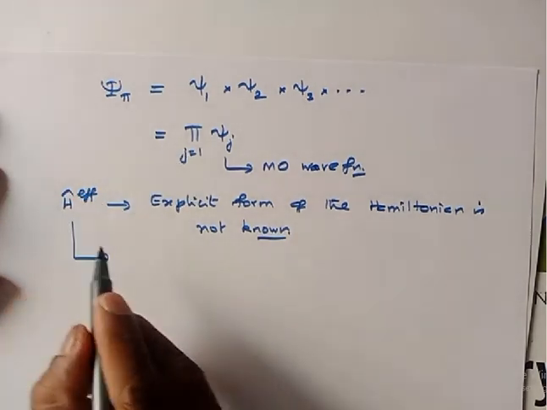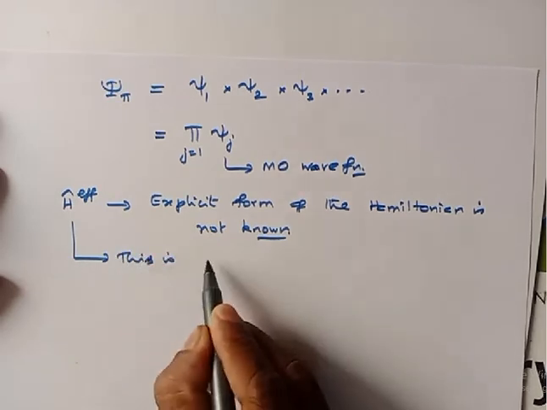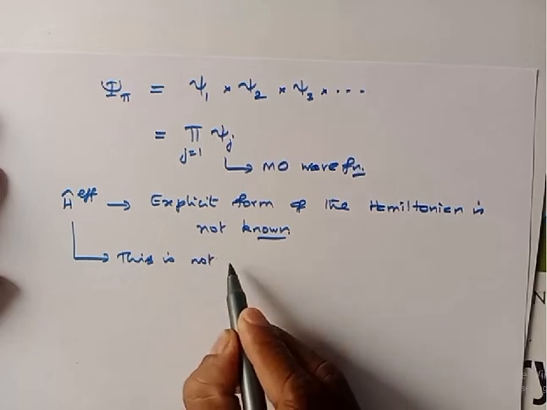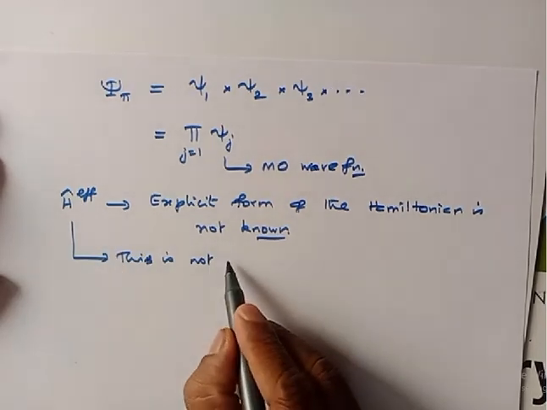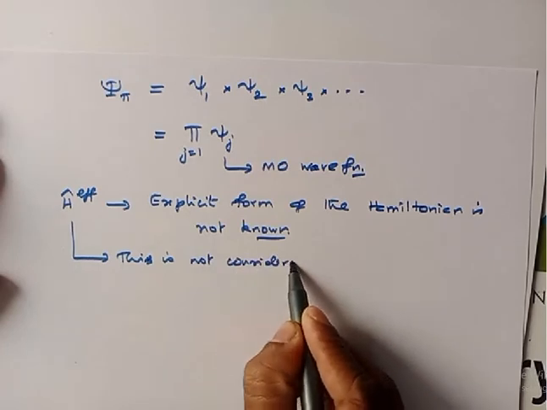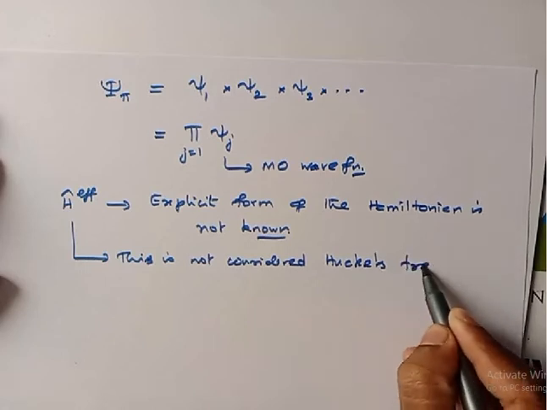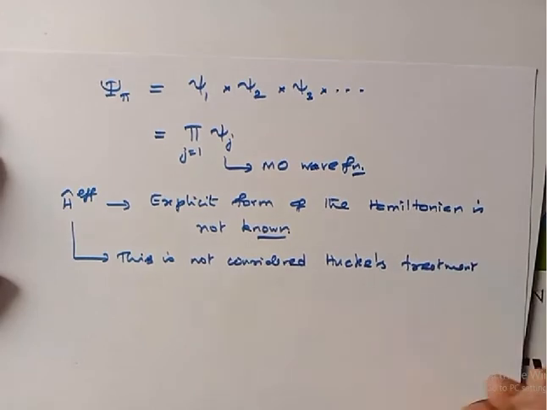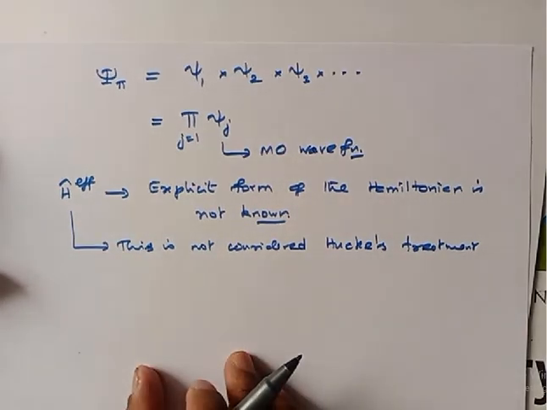The exact form of this Hamiltonian is not considered in Huckel's calculation, in Huckel's treatment. It is simply a Hamiltonian, that's all. You need not worry about what is the exact form of that Hamiltonian, right?